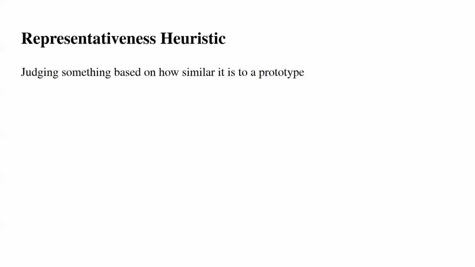Representativeness heuristic is judging something based on how similar it is to a prototype. Availability heuristic is relying on immediate examples to judge situations. Mental set is using past experiences to solve new problems. Priming is when past experiences influence future responses.